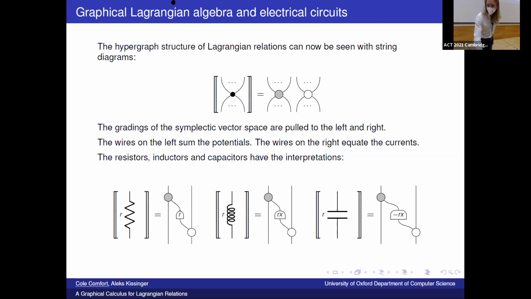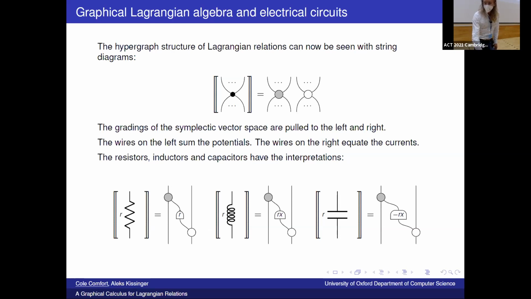And all of the other generators I gave have these interpretations. Recall a resistor: it copies the thing on the right, multiplies it by the resistance, and then adds it to the thing on the left. This is just a graphical way of saying what I said at the very beginning. And then same with inductors and capacitors.